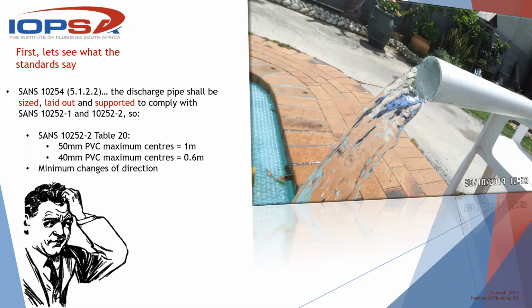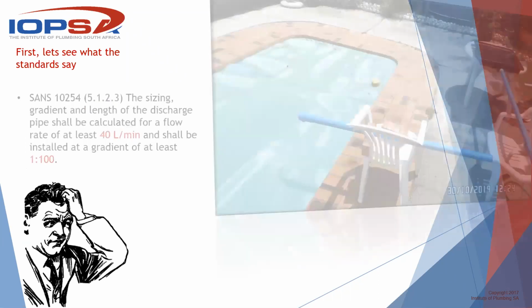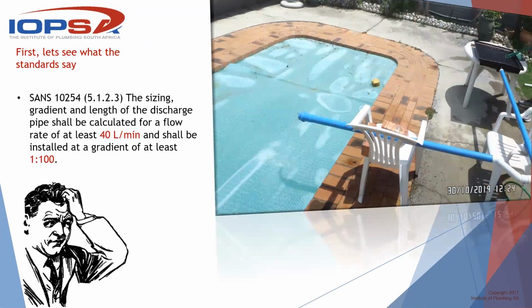Minimum changes of direction, they don't say you may only use 1 or 2. It says, you as the designer, please ensure that there aren't unnecessary changes in direction. It then says that the sizing, gradient, and length of the discharge pipe shall be calculated for a flow rate of at least 40 liters a minute and shall be installed at a gradient of at least 1 in 100. So 40 liters a minute and 1 in 100. Those are the two pieces of information that they give us.